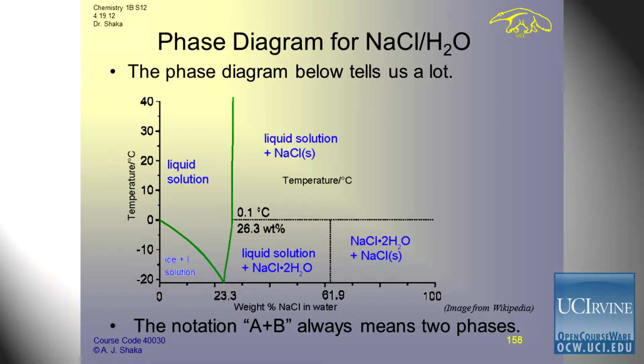Let me just mix this. So the notation A plus B always means two phases. In this instance, we would have liquid solution as one phase and the solid sodium chloride as another. If we took this liquid solution plus sodium chloride and started to cool it, at one point we're going to get liquid solution plus sodium chloride that's hydrated.